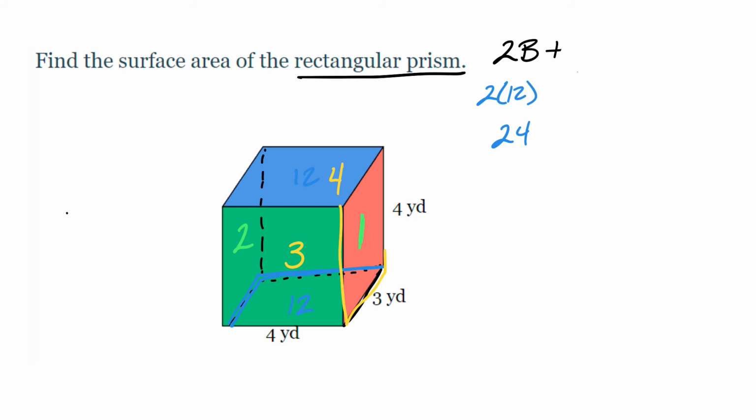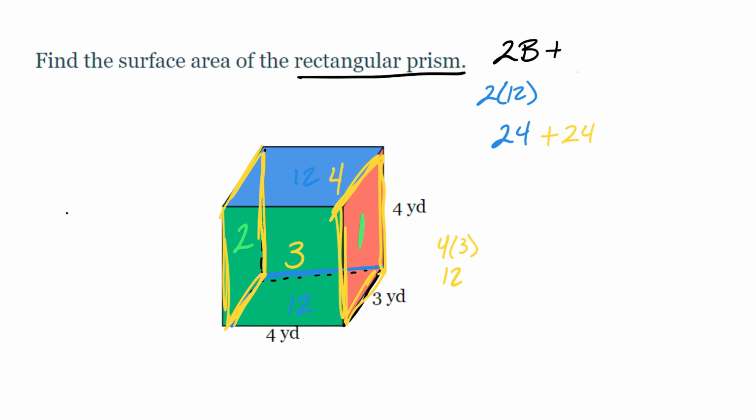Well, the red face is 4 by 3, so it has an area of 12. So this side right here has an area of 12, which means this side right here also has an area of 12. So we are going to add another 24 square yards to this amount. Now the face in the front.